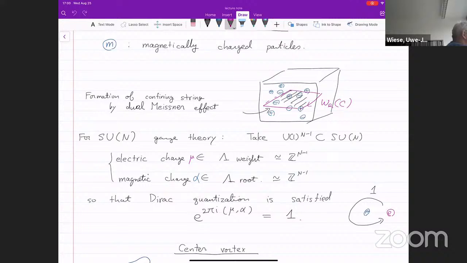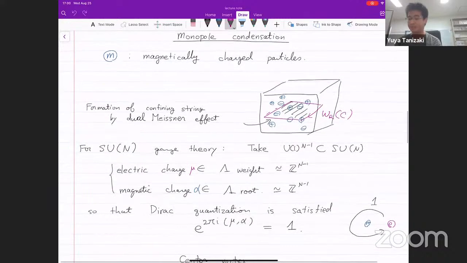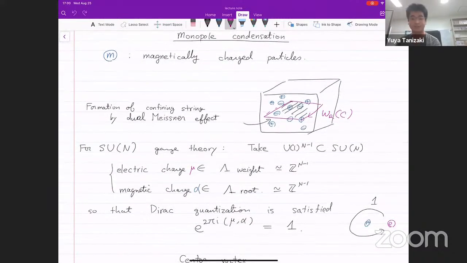And because of this quantization, if we introduce a fundamental test quark, then that kind of magnetic particle-like excitation of this SU(N) gauge theory must live in the root lattice, and there should be a trivial Aharonov-Bohm phase between them. But when these magnetic monopoles are condensing, any kind of electric Wilson loop shows the area law. So this is the idea of monopole condensation to explain confinement of SU(N) gauge theory.